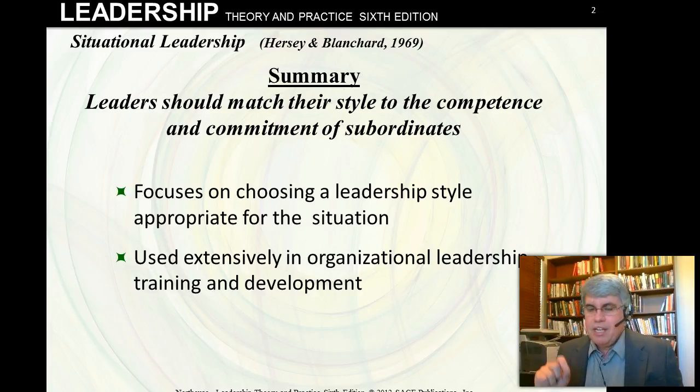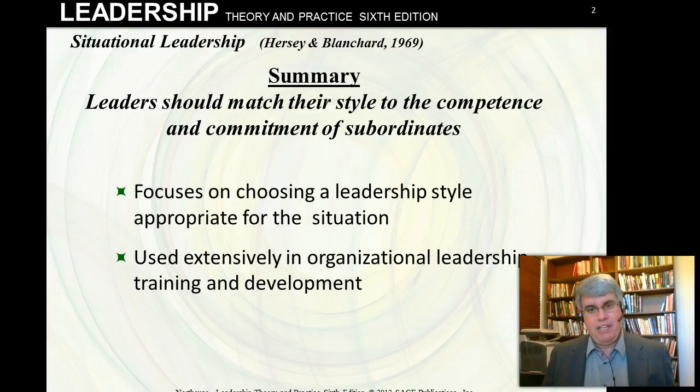Now, something interesting about this is that situational leadership is used extensively in organizational leadership training and in organizational development. And maybe some of you have gone through leadership training seminars. A lot of times, situational leadership is presented as the theory of leadership. This is how leadership really functions. And if you're not doing it this way, you're not doing it right. That's what makes it so controversial, because we're going to see that that is very questionable.